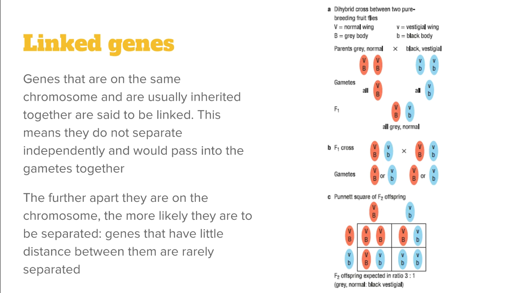So the further apart the genes are on the chromosome, the more likely they are to be separated by the process of crossing over. And genes that have little distance between them are rarely separated during that process of crossing over during meiosis.